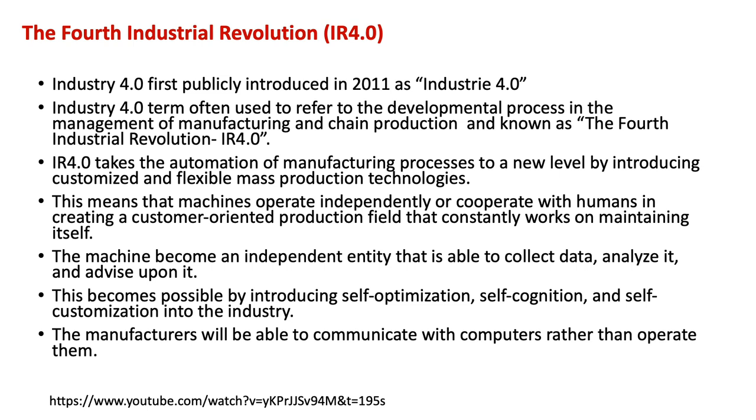This means that machines operate independently or cooperate with humans in creating a customer-oriented production field that constantly works on maintaining itself. The machine becomes an independent entity that is able to collect data, analyze it, and advise upon it. This becomes possible by introducing self-optimization, self-cognition, and self-customization into the industry. The manufacturers will be able to communicate with computers rather than operate them. This is made possible through the production systems, components, and people when they communicate via a network.